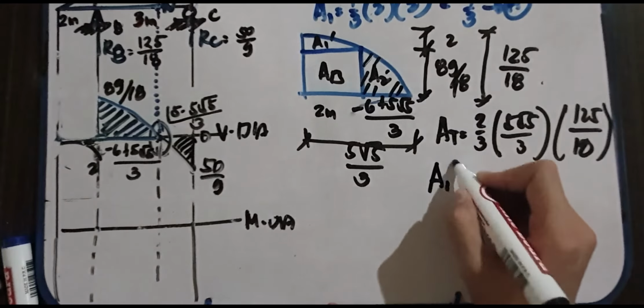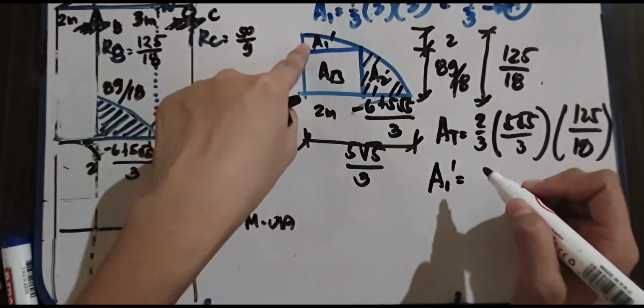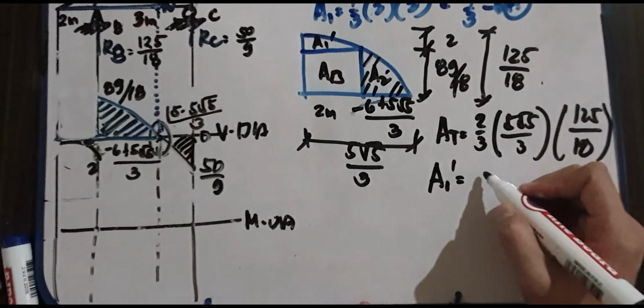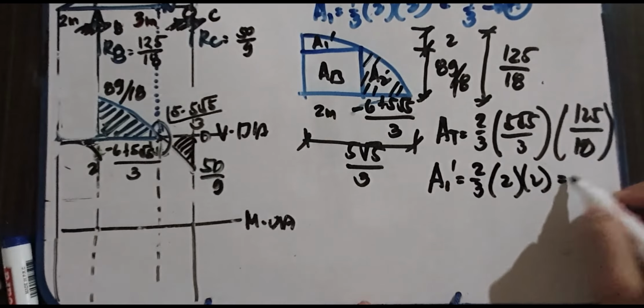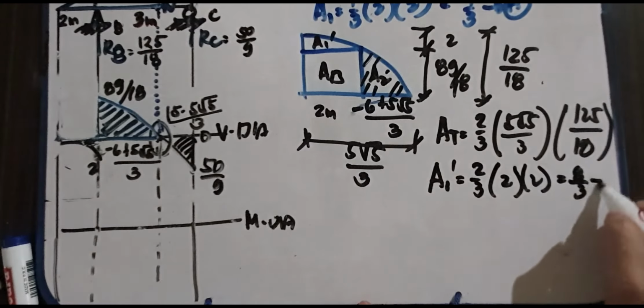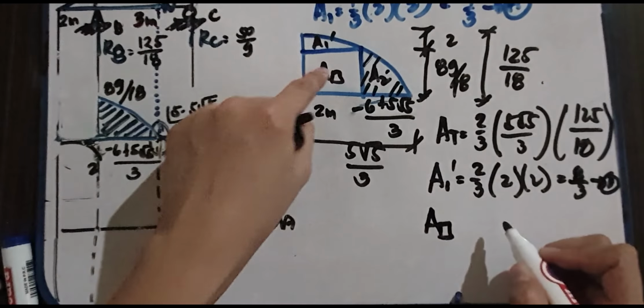Okay, next we have area 1 prime. Kasi baka kunin nyo itong area na to. So, nilagay ko siya as prime natin. Okay, so that is still 2/3. 2/3 of 2 multiplied by 2. So, that is 8 all over 3. Store natin kay B.